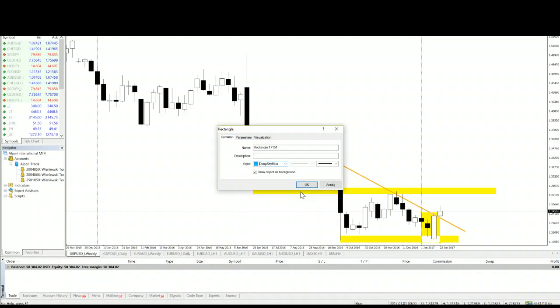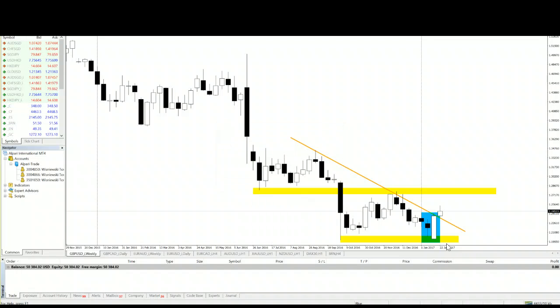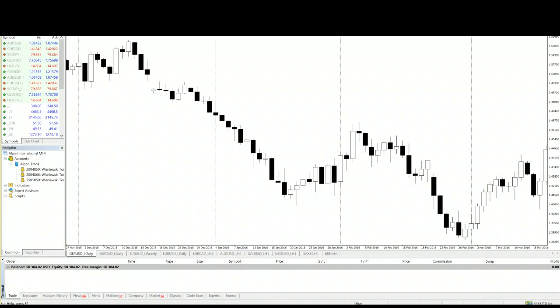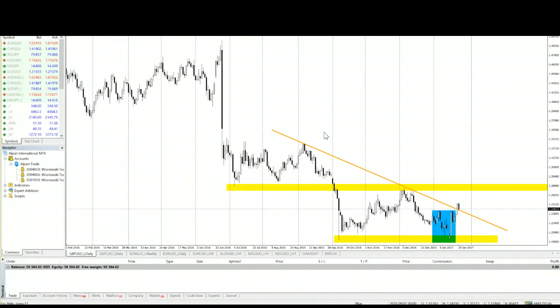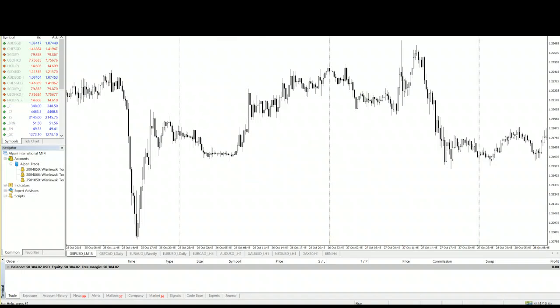Let me highlight that with this color. So we have a double bottom formation. The second bottom is created by a bullish engulfing, which is a positive sign for buyers, and another sign is a breakout of this long-term trend line connecting recent lower highs. Right after that, as you can see for today, we do have a bit of strength of the American dollar.